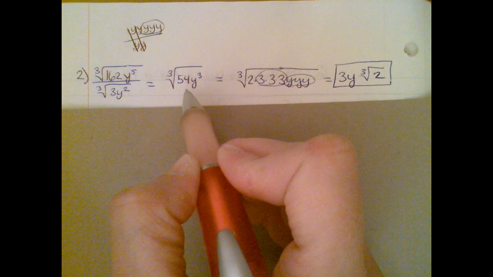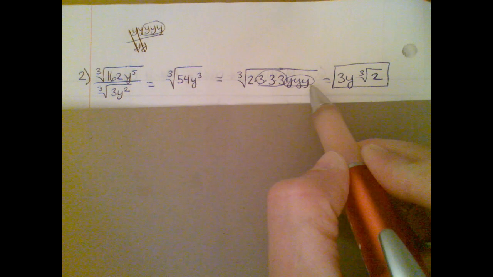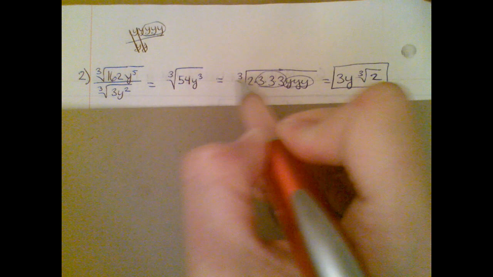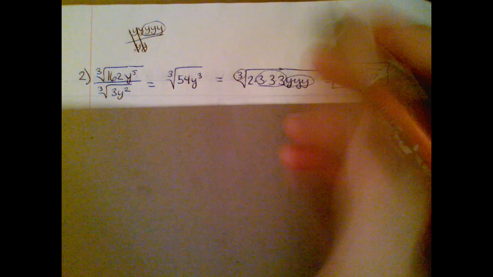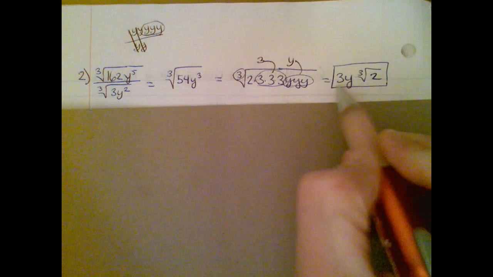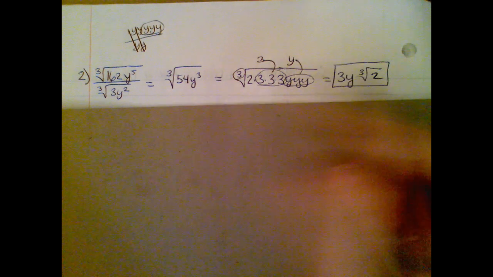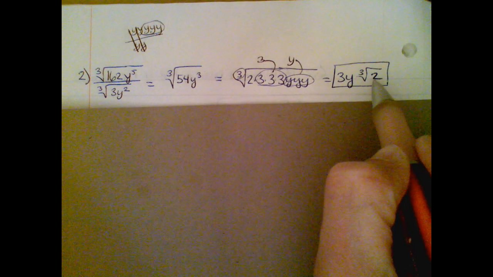Then we're going to do our factor tree for 54, and then we have 3 y's, so then we spread that out. We are putting them in groups of 3 because it's the cube root. So we can bring out 1 3 here, 1 y here. So we have 3y, and then leave the root the same, so cube root of, and then we just have a 2 left over, so cube root of 2.